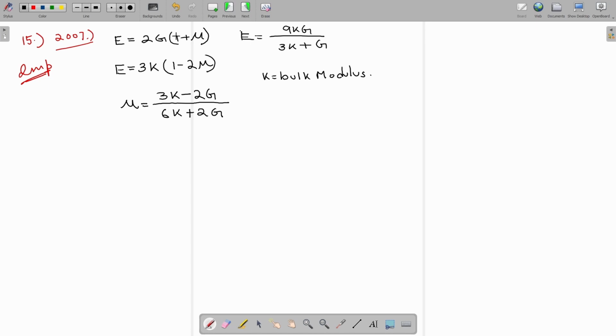Now, alternatively, any of these equations might come and ask you which is what, or whether it is wrong or correct. Please try to remember these 4 equations.